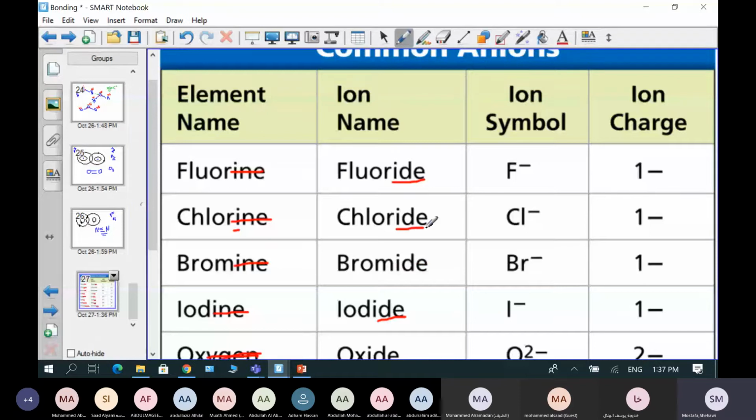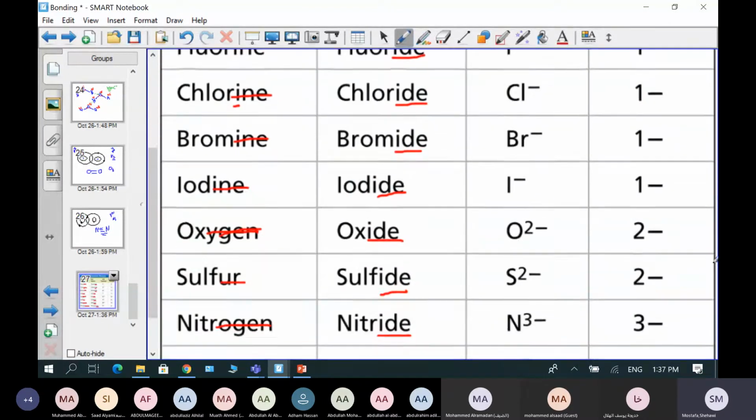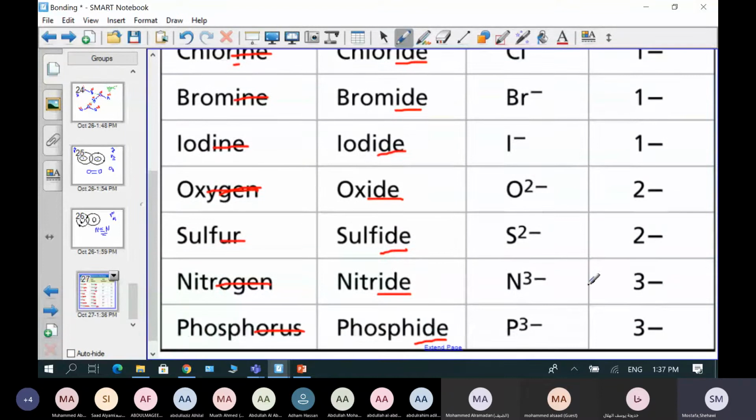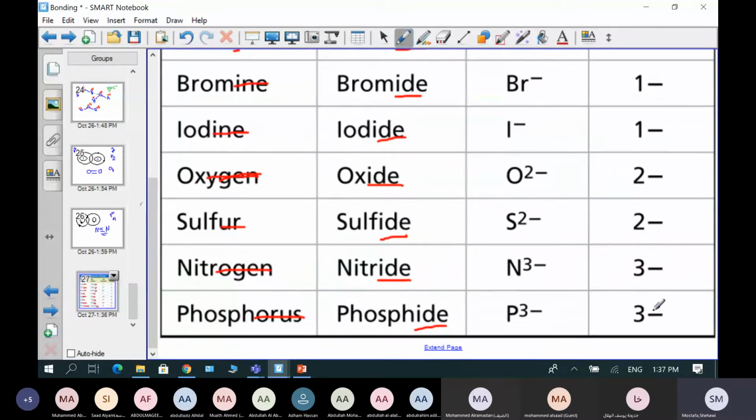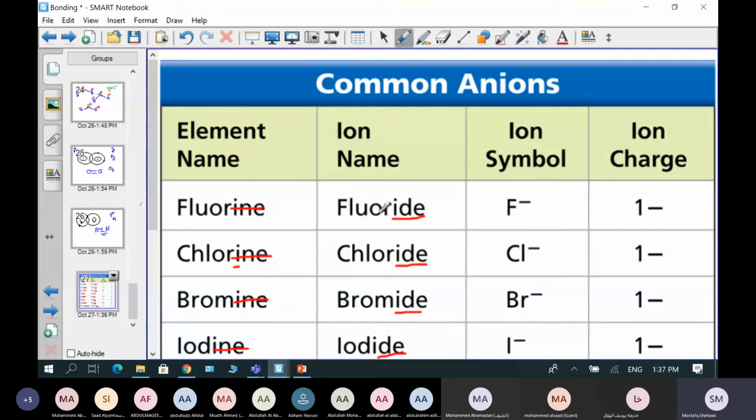Like this one, IDE. This is the charge of the ion, minus 1. You'll find oxide, minus 2, sulfide, minus 2, nitride, minus 3, phosphide, minus 3. So this table, you'll find it in your book and you have to save it. It's too important not to save it.